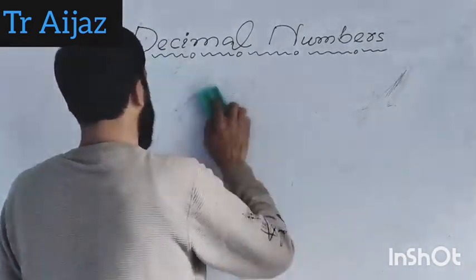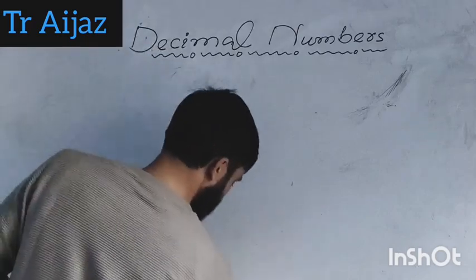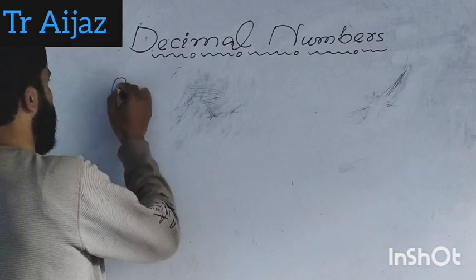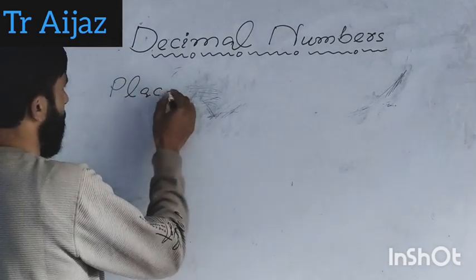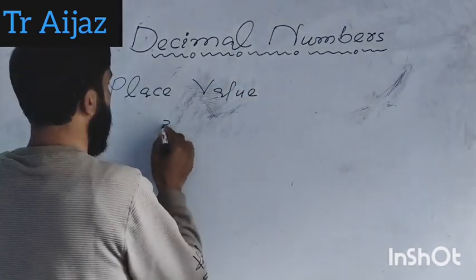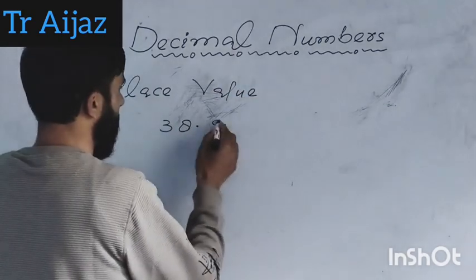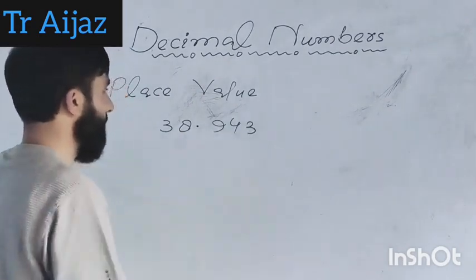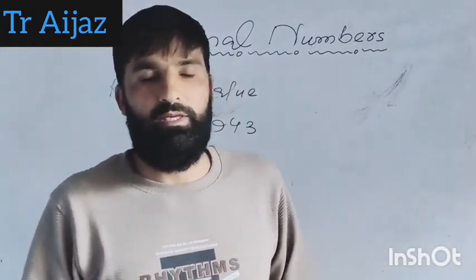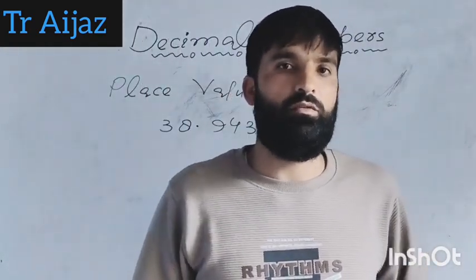Now we will look at place value. What is the place value? It is 38.943. This is a decimal number. 38.943. Place value of the whole number part, that's easy, you know that.